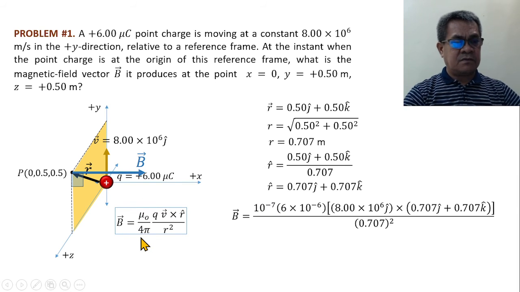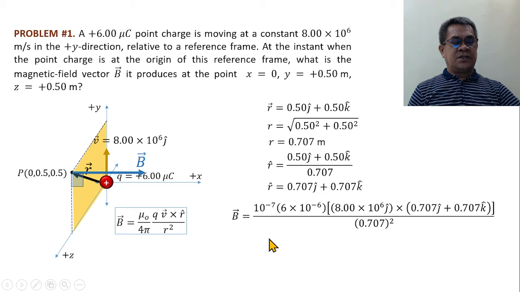You can ignore the unit to avoid complication. And the charge, according to the problem, is 6 micro. So therefore, this should be times 10 raised to negative 6 for the micro. Then this 8 times 10 raised to 6 j hat is our velocity. And we have to take the cross product of that with what? With our unit vector. Then over r squared.